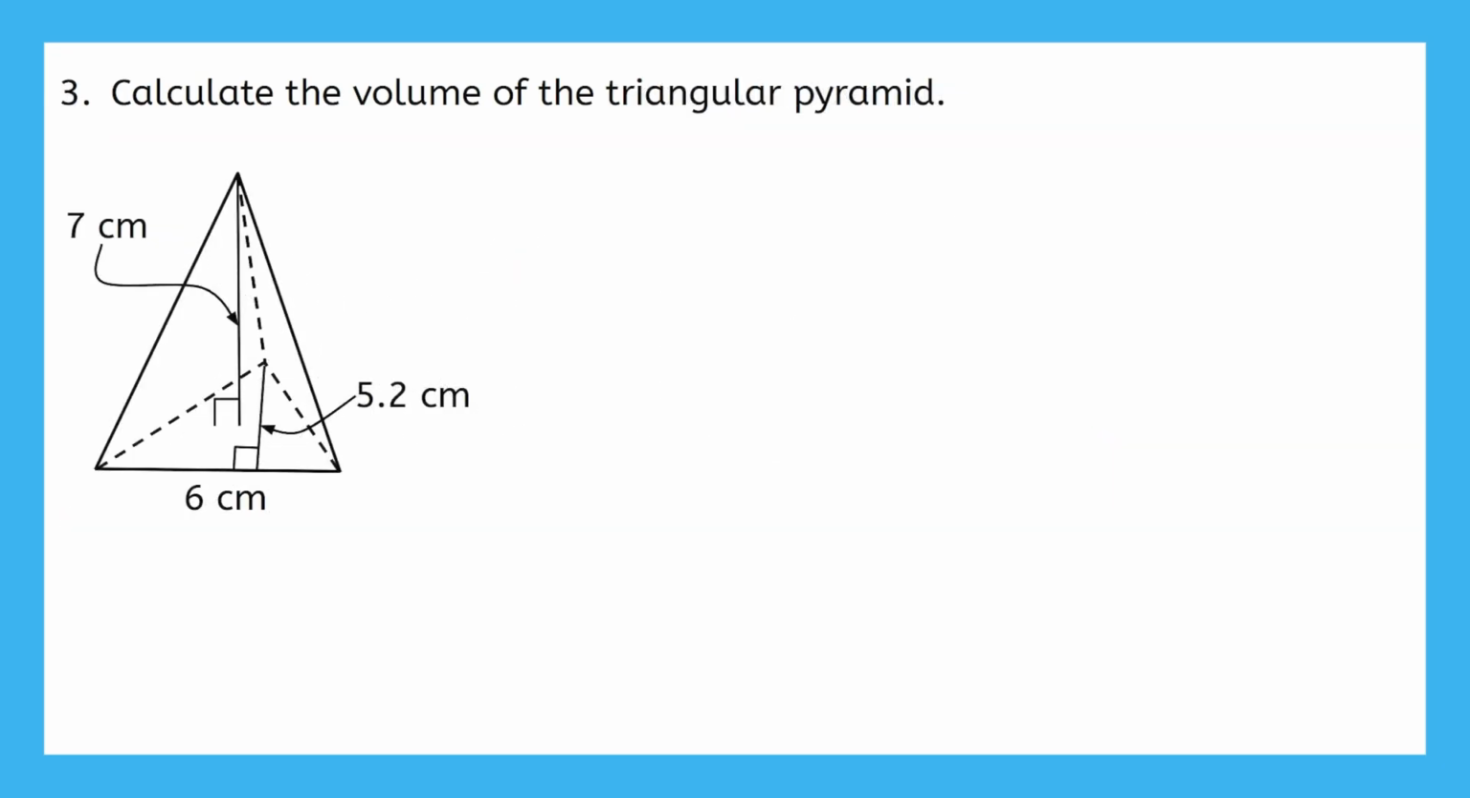The other type of base we'll encounter is a triangle, like this triangular pyramid. Go ahead and use the pyramid volume formula to calculate its volume. Pause the video here so you have time to think this through. The area of this triangular base can be calculated using the formula area equals 1/2 base times height, with little b representing the base of this triangle and little h representing the height of this triangle.